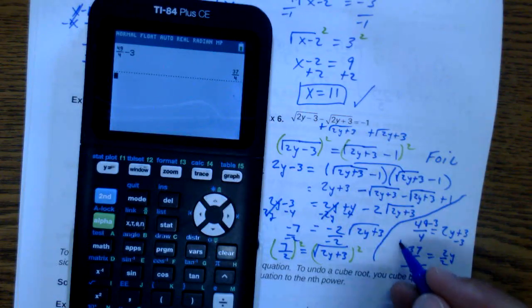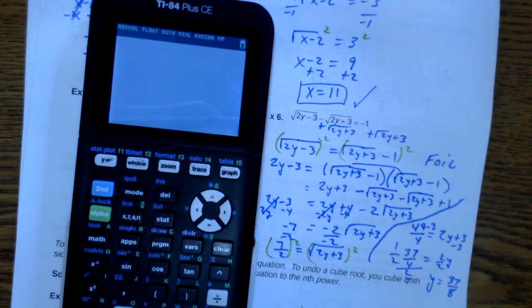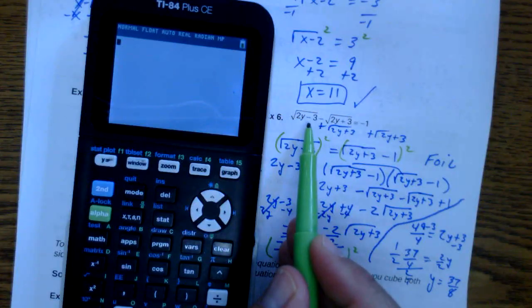I want to keep change flip. My final answer will be 37/8. So this is where, if you want, and you should, go ahead and plug this back into the original.